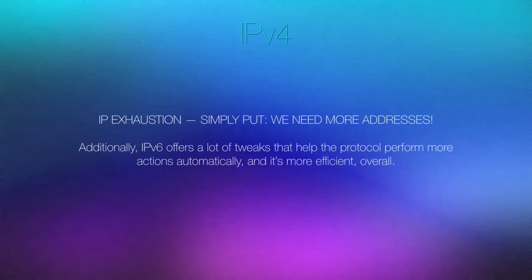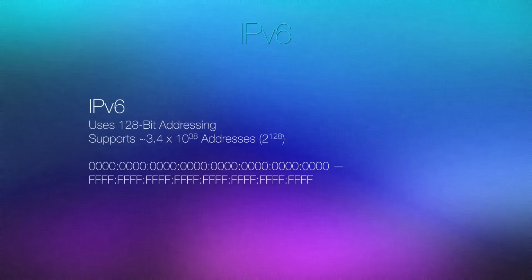So we need more. In addition, IPv6 offers a lot of other tweaks that help the protocol perform more actions automatically, and overall it's more efficient, and security is also kept in mind while developing this protocol. So there's a lot of nice benefits to IPv6, but to keep this presentation rather simple, we're just going to focus on the big one, and that is the addressing. So let's take a look at IPv6. If you thought that 4 billion number was big, well, that number is about to be dwarfed drastically.